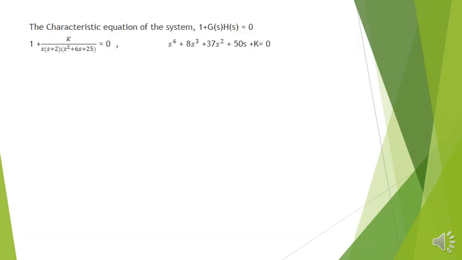Now we will concentrate on how to find the intersection with the imaginary axis. To find the intersection with the imaginary axis, we need the characteristic equation, because the intersection with the imaginary axis is obtained from the Routh-Hurwitz criterion. The characteristic equation for this particular problem is 1 plus K divided by s into (s plus 2) into (s square plus 6s plus 25) equal to 0.